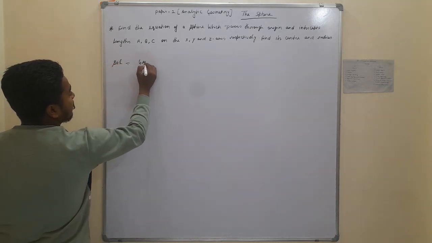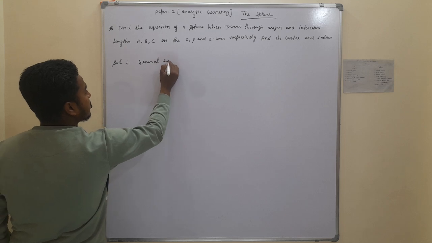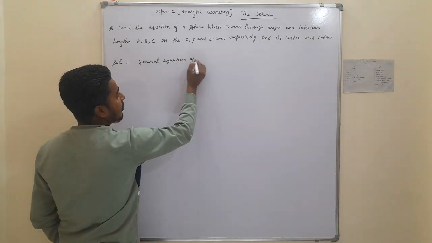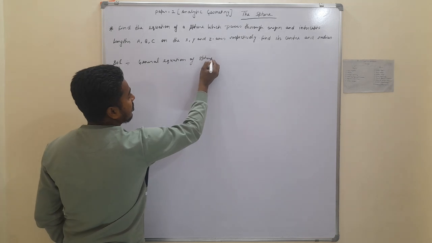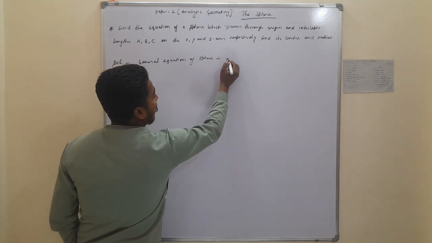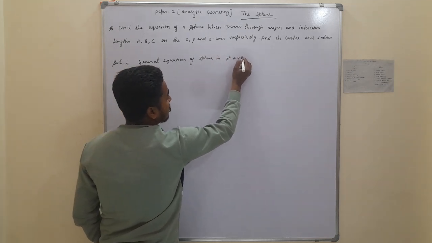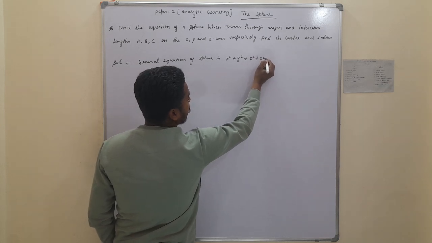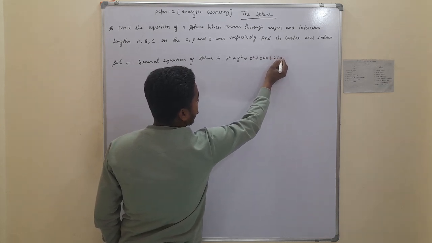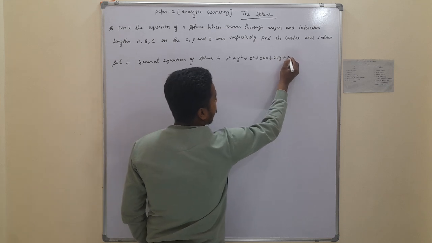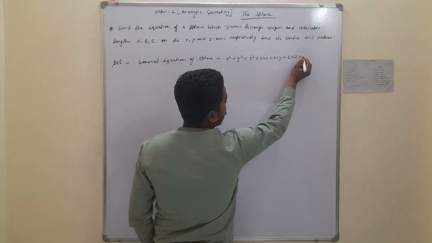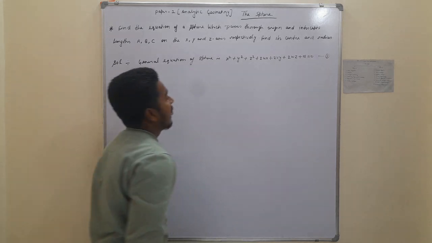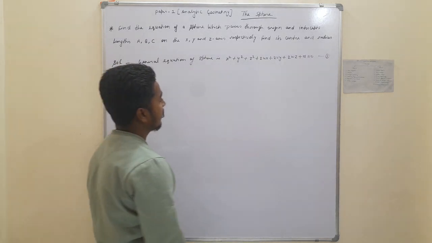The general equation of a sphere is x square plus y square plus z square plus 2ux plus 2vy plus 2wz plus d is equal to 0. Let this be equation 1. And we have to draw the figure.